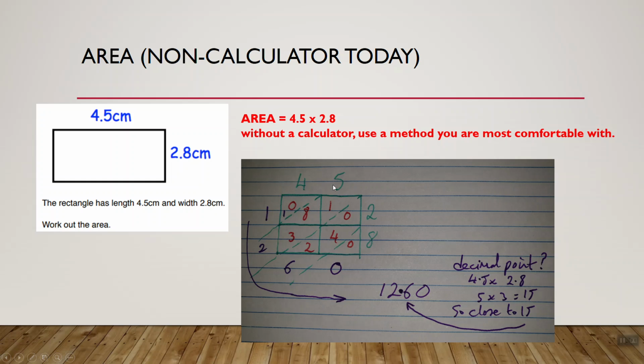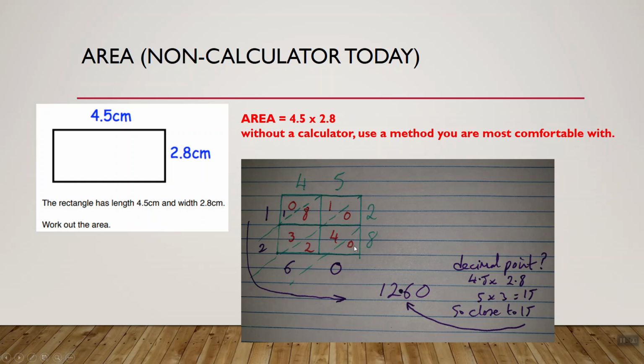4.5, I'm going to put in as 45, and then 28 running down the other side. Then to fill in the squares, you multiply the corresponding digits together. So for this square, 5 times 2 is 10, 5 8s are 40, 4 2s are 8, which you write as 08, and 4 8s are 32. So that's what those red digits are.